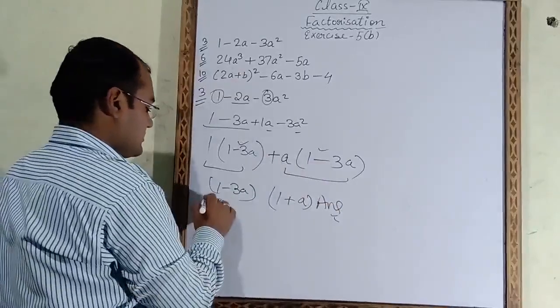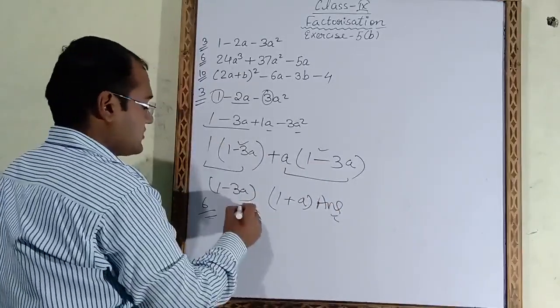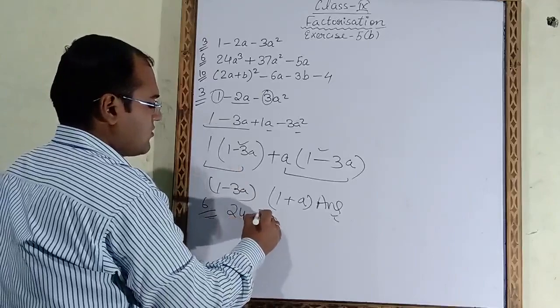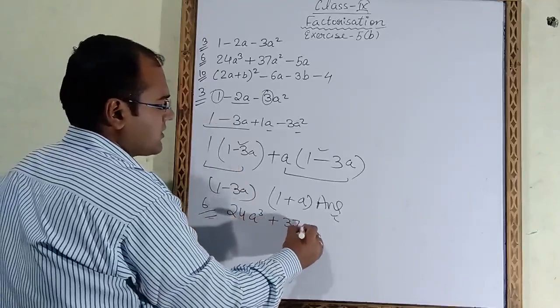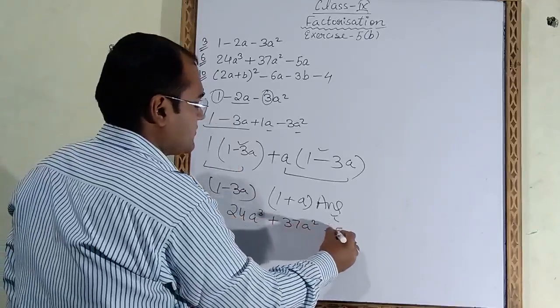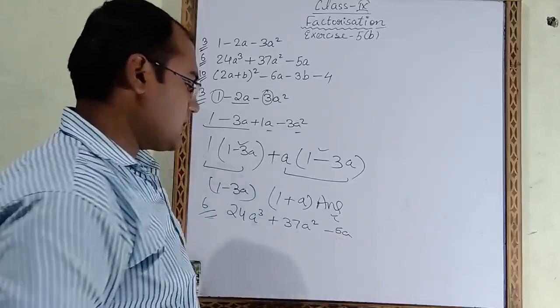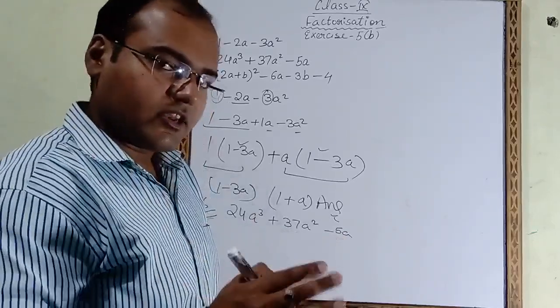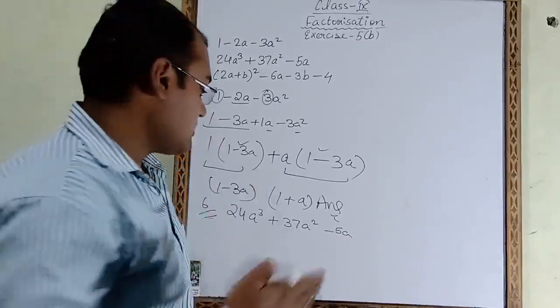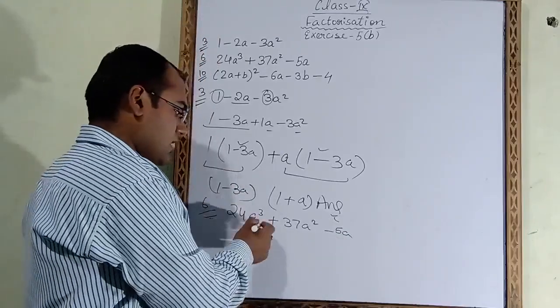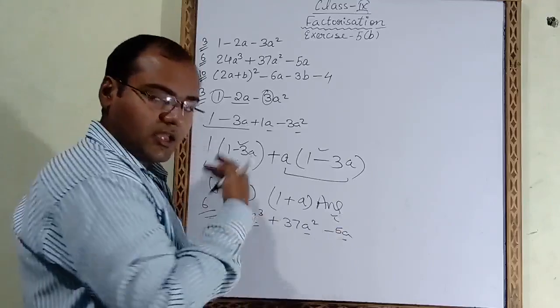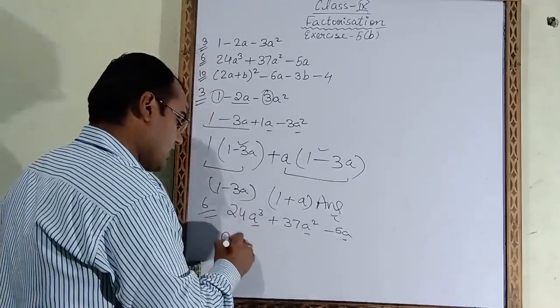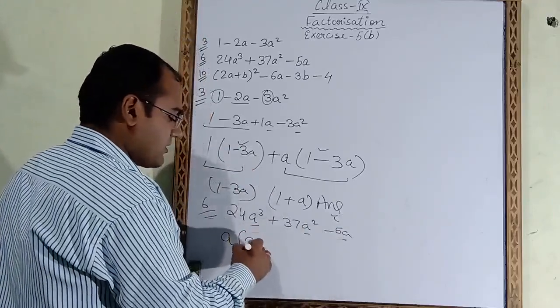Now see question number 6. Question number 6 is 24a cube plus 37a square minus 5a. How many terms are there? 3 terms, an odd number. If it is possible to take a common factor from all 3, then we have to take it. You can check it: a can be taken common from all 3 terms. So we will take a common, and now we will write the remaining part in the bracket.